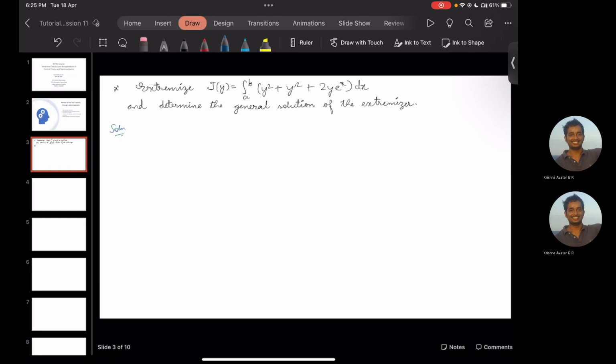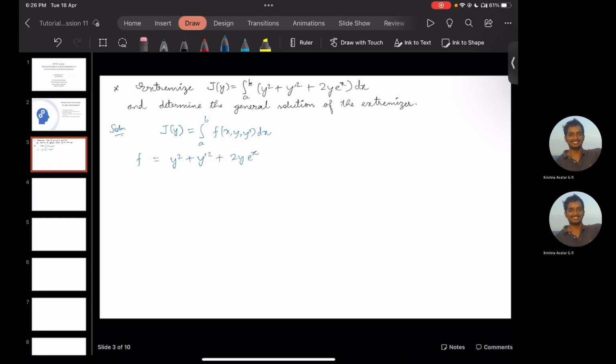Okay, let's solve this. So at first, let me just write, so that you recall the standard form of a very simple functional, which is J(y) equal to the integral from a to b of f(x, y, y prime) dx. Comparing this with the given functional here, f is equal to y squared plus y prime squared plus 2y e to the power x. And let's find the general solution of the extremizer.